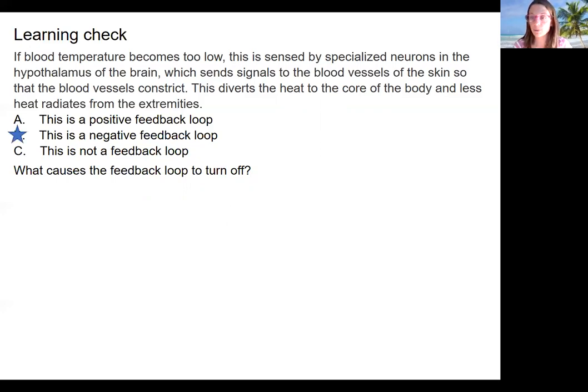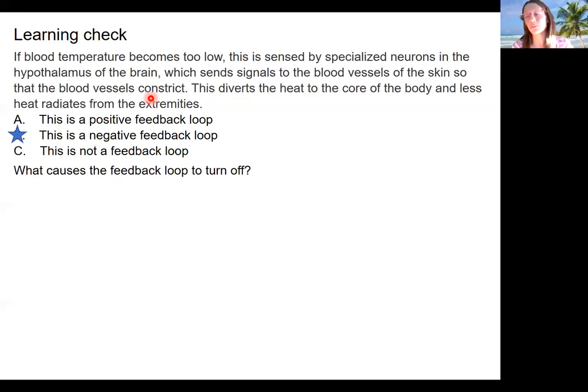Okay, this is a negative feedback loop. We have temperature becoming too low and causing body temperature to increase by constricting blood vessels, and that diverts heat to the core of the body, and so you're losing less heat. So we're opposing that low temperature, turning off that stimulus, turning off the system.